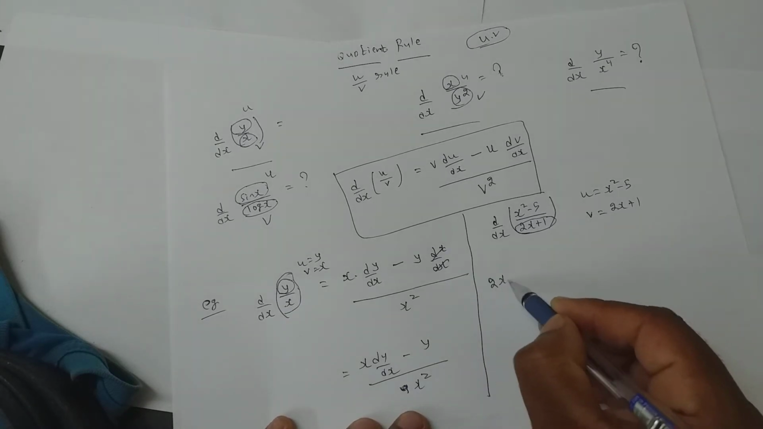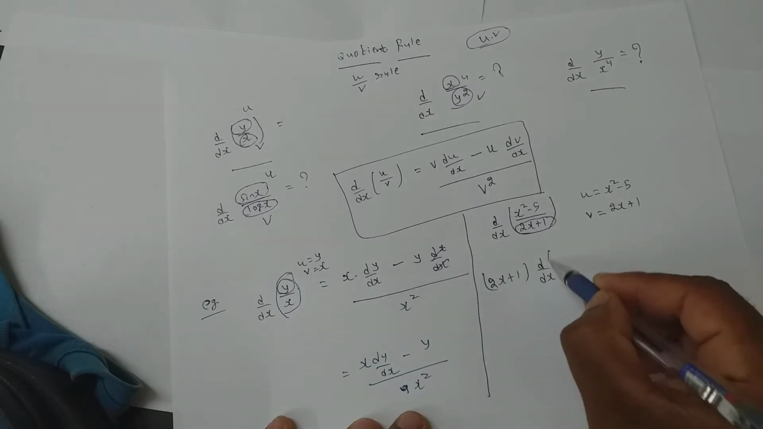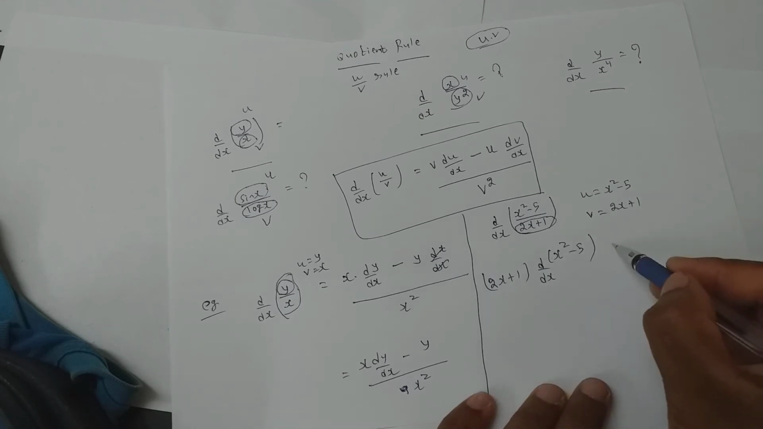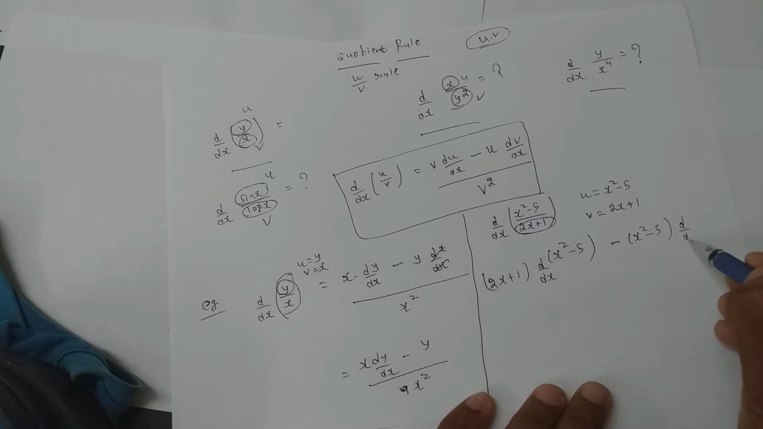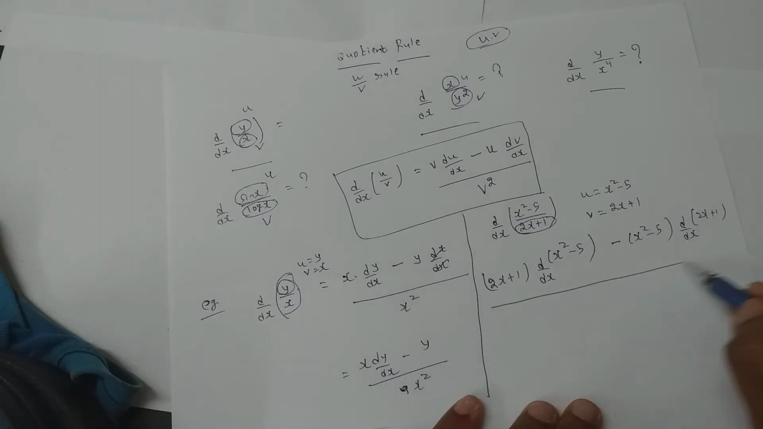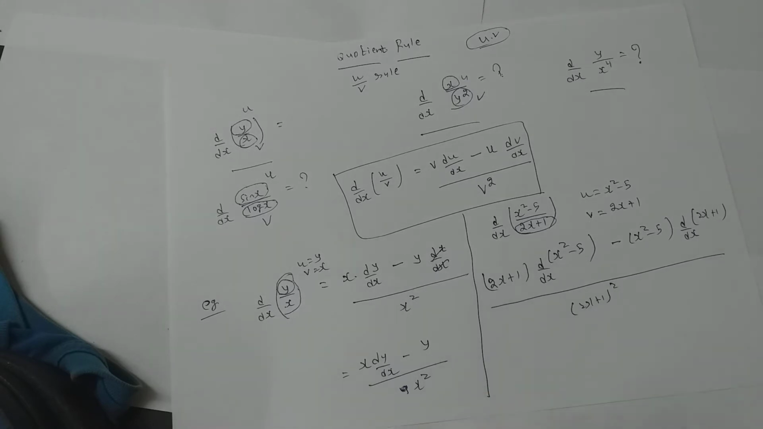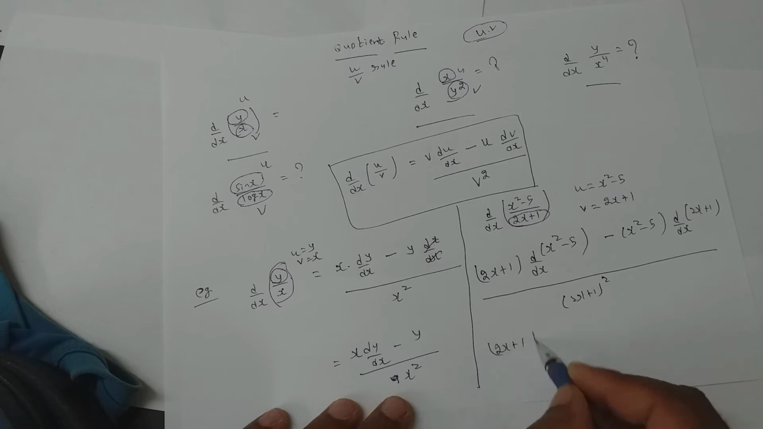So now, first what will you write? First, v as it is, d by dx of u, which is x square minus 5, minus now u as it is, d by dx of v, which is 2x plus 1, by v square, which is 2x plus 1 whole square. Am I clear? So next is 2x plus 1.